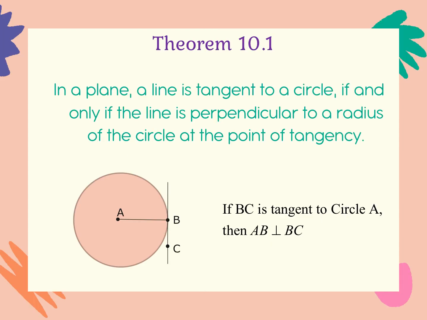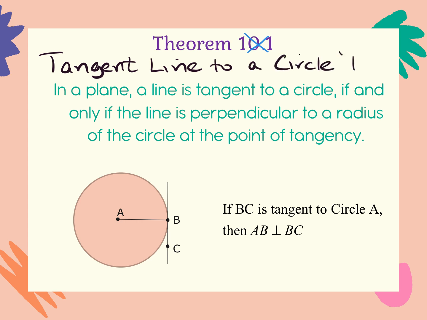This is our first theorem of chapter 10. Again, don't memorize the number. This actually has a name, and this theorem is called the tangent line to a circle theorem. And this one states that in a plane, a line is tangent to a circle if and only if the line is perpendicular to a radius of the circle at the point of tangency.